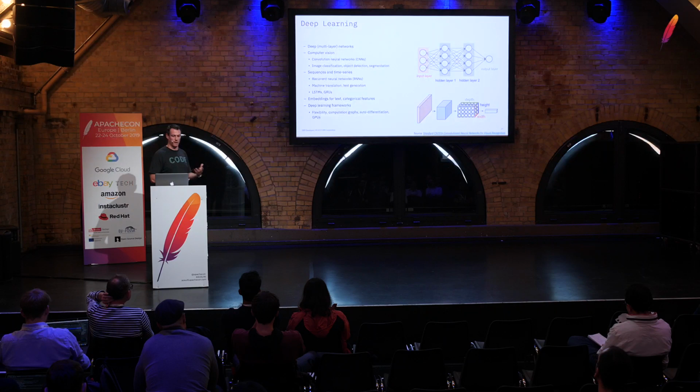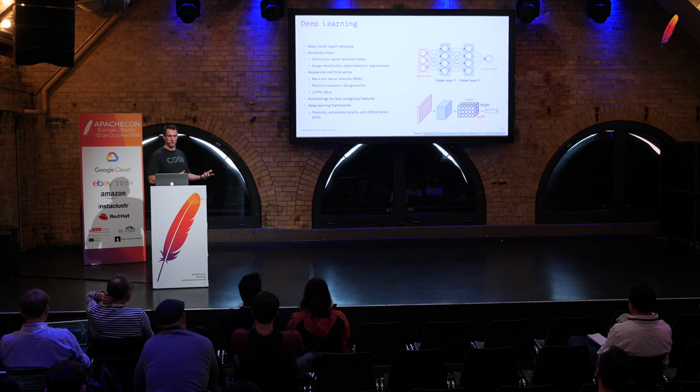Embeddings for text and categorical features, and the deep learning frameworks have played a large role, in fact. Frameworks like TensorFlow and PyTorch give you this flexibility, this concept of computation graphs, automatic differentiation, so you don't have to do this by hand, and GPU support.